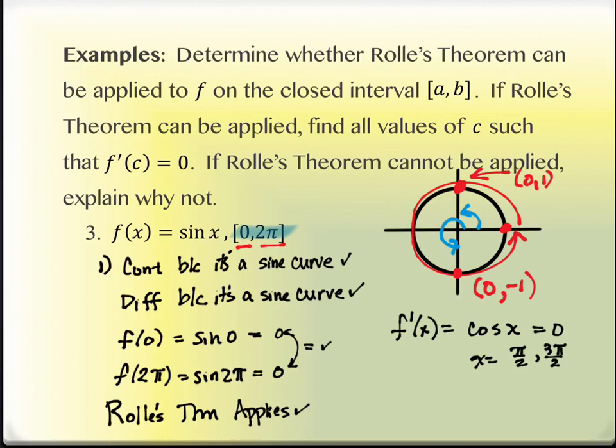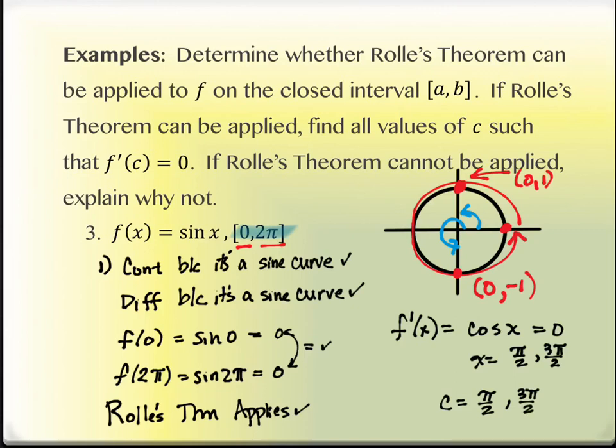So the two values that we actually found are, in fact, both between 0 and 2 pi. So Rolle's theorem guaranteed there'd be at least one, and we happened to find two. If you only find one, you've incompletely done the problem. There are two here. But at least one is what is guaranteed by Rolle's theorem. So these two values, pi over 2 and 3 pi over 2, are both correct.